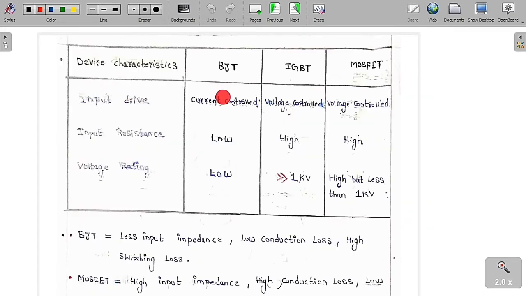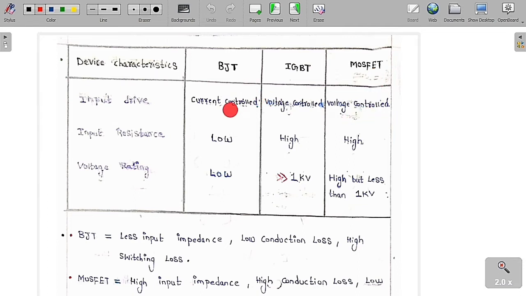Now we are going to compare the devices BJT, IGBT and MOSFET. Here, for the input drive, BJT is a current controlled device, whereas the IGBT is a voltage controlled device. Similarly, the MOSFET is also a voltage controlled device.